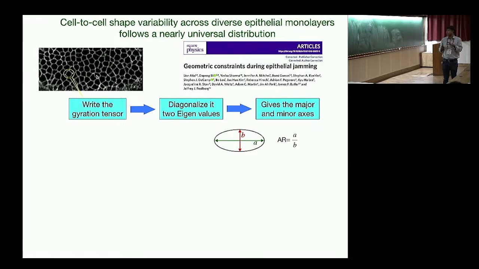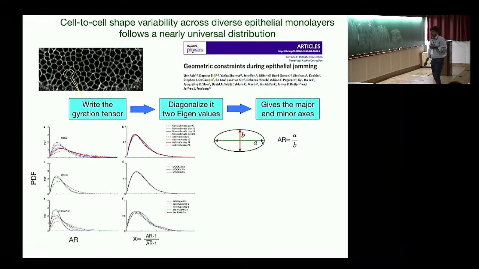Now they diagonalize it. If you diagonalize it, you will get 2 eigenvalues. These eigenvalues will have a dimension of length squared. So they basically represent the squares of the major and minor axes of an equivalent ellipse. And if you take the ratio of those two, the major and the minor axis, you get the aspect ratio. And this is what they calculated. And this is the plot from the paper.